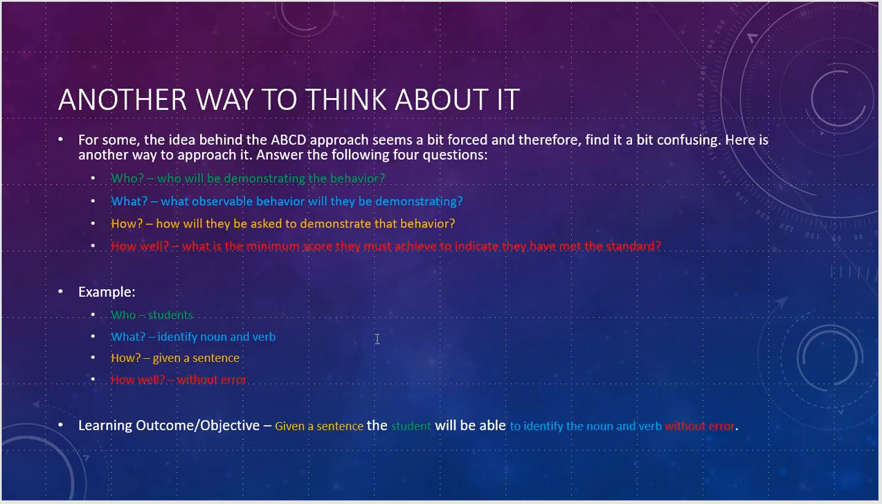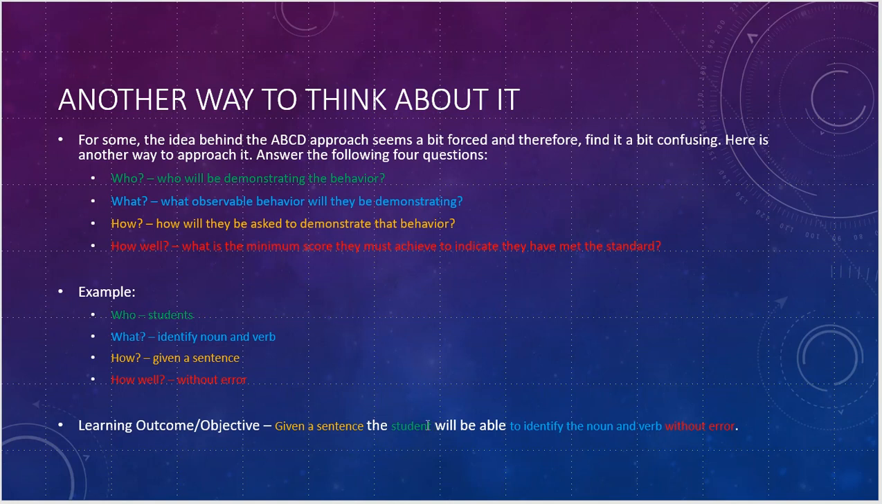Okay, for some people, it may make it easier, instead of saying A, B, C, D, to think who, what, how, and how well. So you're saying who will be demonstrating the behavior, what observable behavior will they be demonstrating, how will they be asked to demonstrate that behavior, and what is the minimum score they must achieve to indicate they've met the standard.